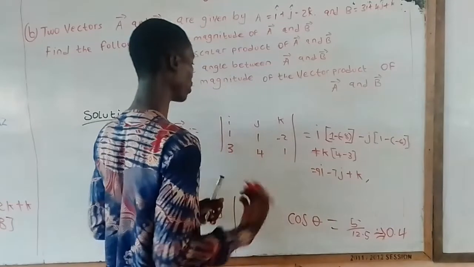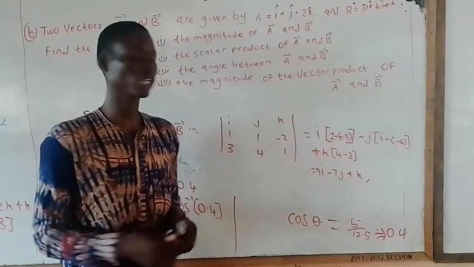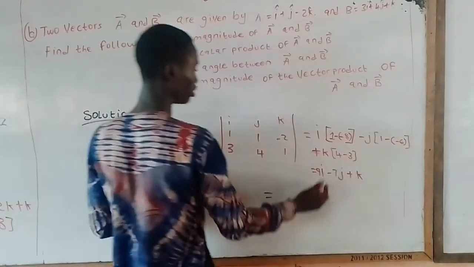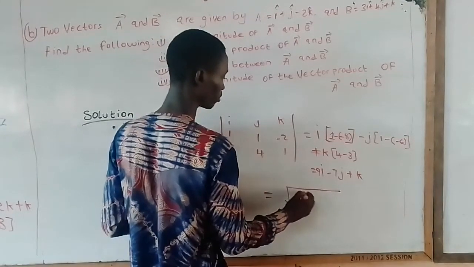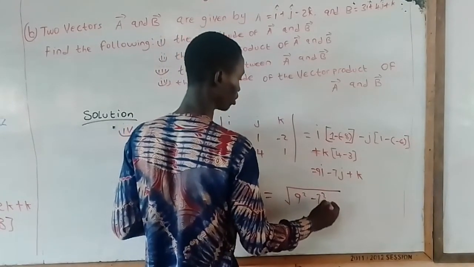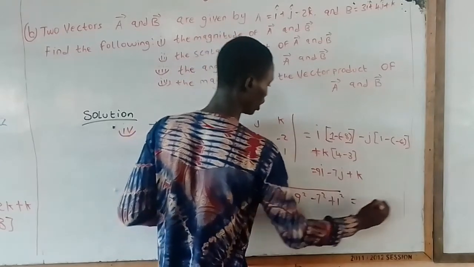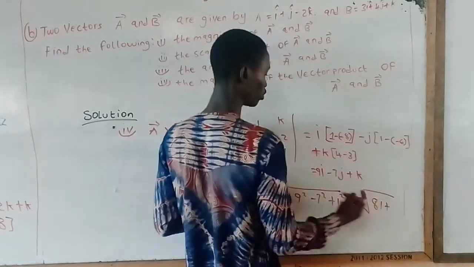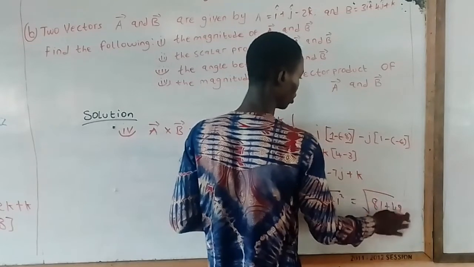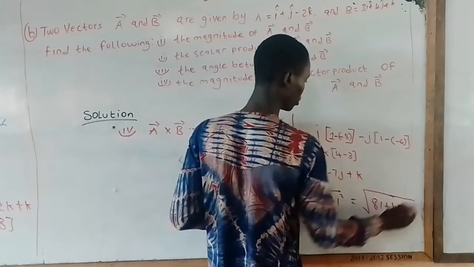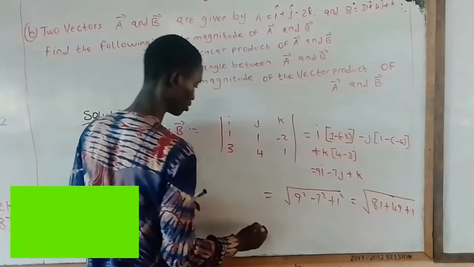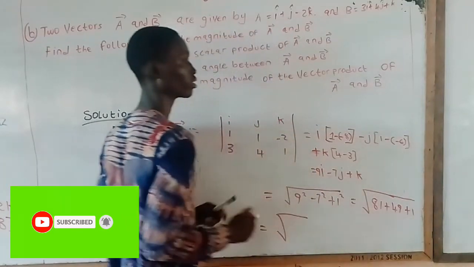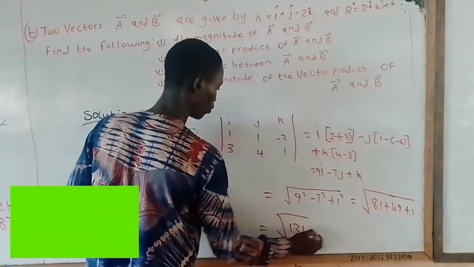Now, they ask me to look for the magnitude of it. Looking for the magnitude of this now. That will be 9 squared plus minus 7 squared plus 1 squared. And that will give us 9 squared is 81, plus minus 7 squared is 49, plus 1. So let's add everything together. Now 49 plus 1 is 50. 50 plus 81 will give us 131.